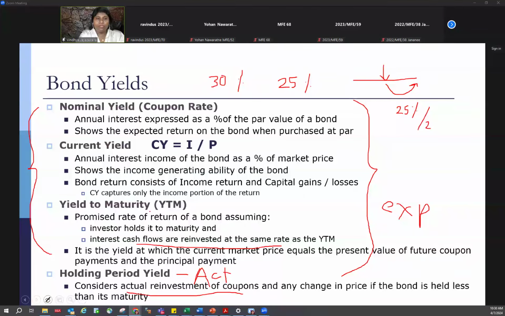In general, yield to maturity is pretty accurate, because even when considering actual reinvestment of coupons, the variation is small. But holding period return also considers that if we don't hold this bond until it matures and sell the bond in between, what return will we get? That is our trading gains and losses. So it takes into consideration actual reinvestment of coupons as well as our trading gains and losses, and looks at our total return.